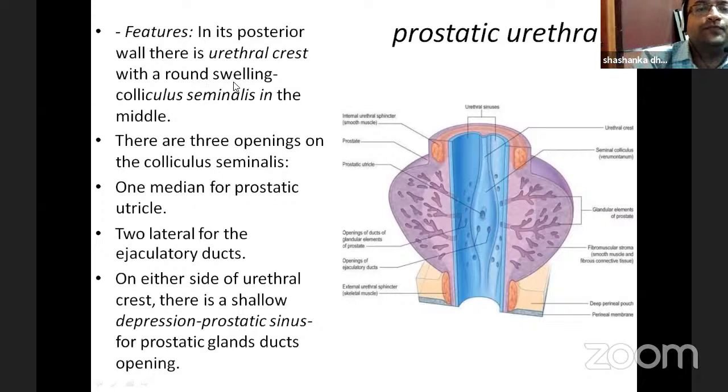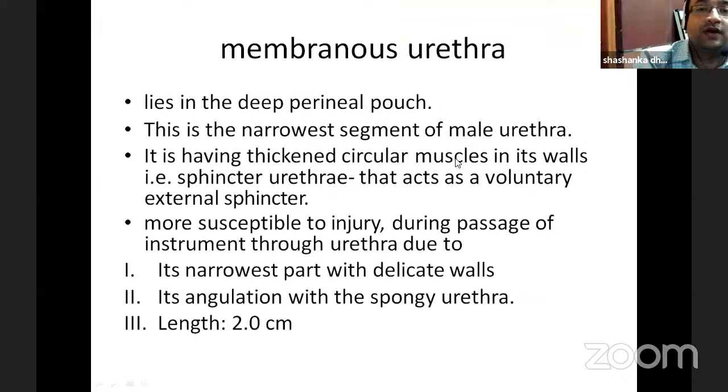There's a rounded swelling called the colliculus seminalis in the middle. There are three openings on the colliculus seminalis, one median, that is a prostatic utricle, two lateral openings for the ejaculatory ducts. On either side of the urethral crest, there's a shallow depression, prostatic sinus for prostatic gland ducts opening, as we saw earlier. Okay, membranous urethra lies in the deep pouch, as we saw in the diagram.